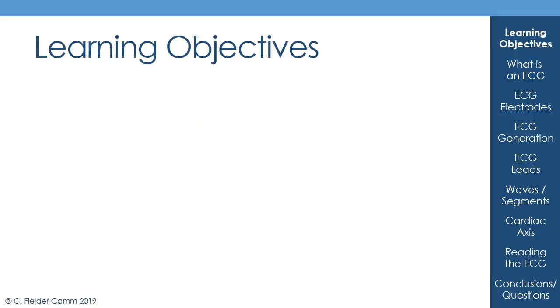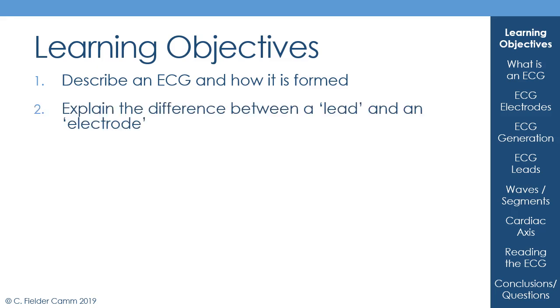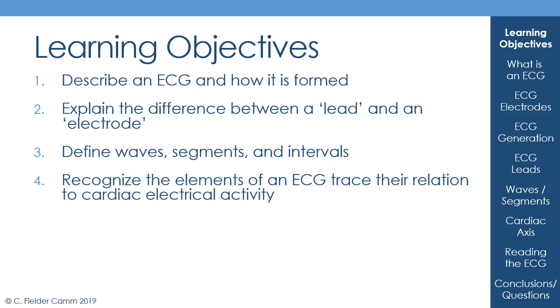So our learning objectives for this lecture are as follows. 1. Describe an ECG and how we go about getting that ECG. 2. Explain what the difference is between a lead and an electrode. We want to be able to define what waves, segments and intervals are when it comes to the ECG. We want to be able to go through and recognize the elements of an ECG trace and their relation to the electrical activity that's actually occurring in the heart.